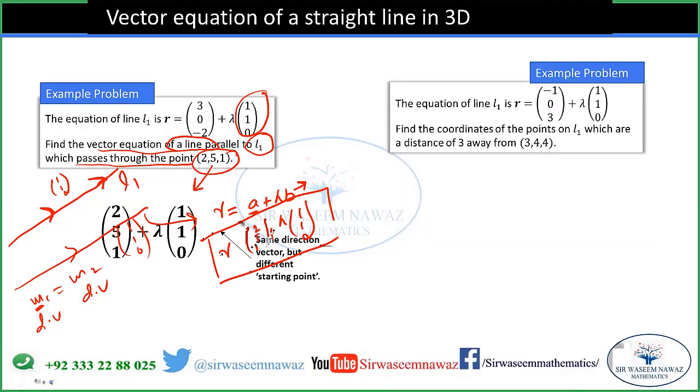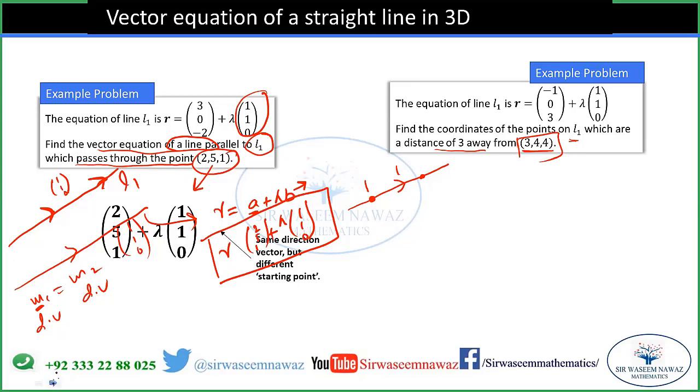Now let's see one more example here. The equation of the line L1 is r is equal to (-1, 0, 3) plus lambda times (1, 1, 0). Find the coordinates of the points on L1 which are a distance 3 away from (3, 4, 4). We have again the equation of the line L1 here. Find the coordinates of the point on L1. There is some point and we want to find its coordinates, which is 3 units away from another point (3, 4, 4).